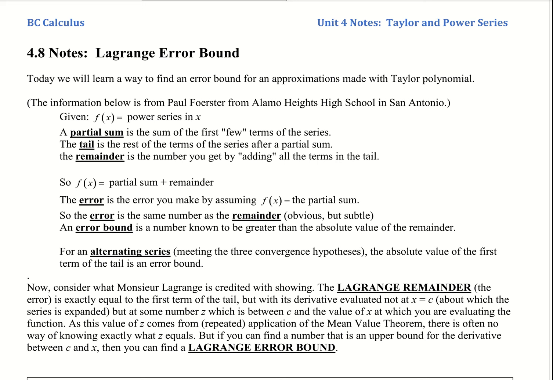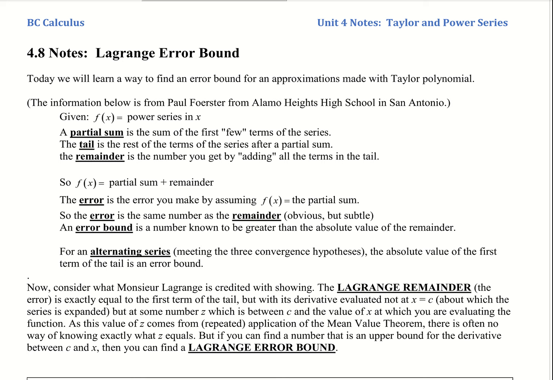Welcome to the 4.8 notes. We're going to be looking at something called the Lagrange error bound. And so we've talked a little bit about error, but we're going to have a different way to think about it with errors made with Taylor polynomials specifically.